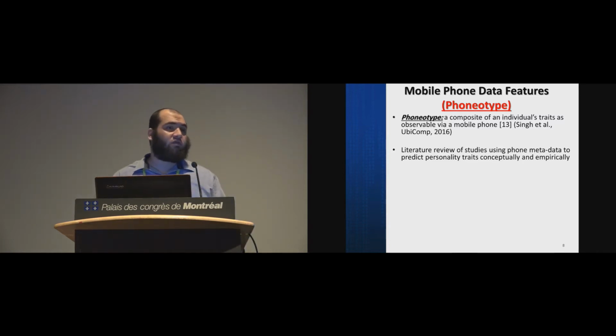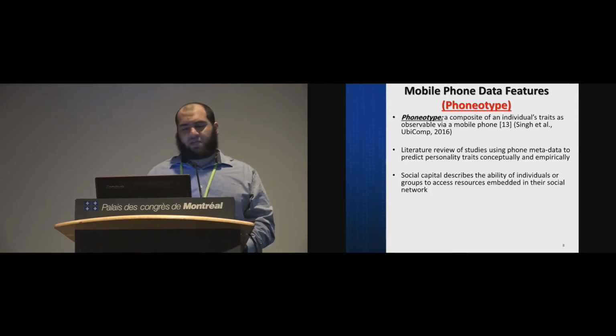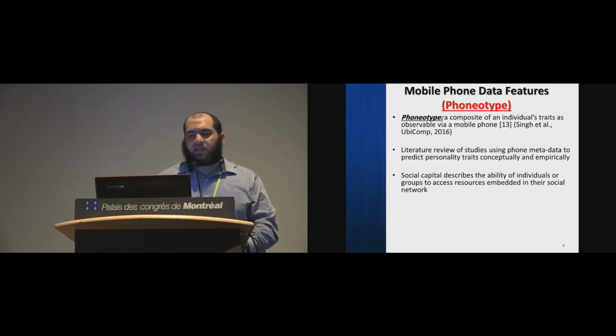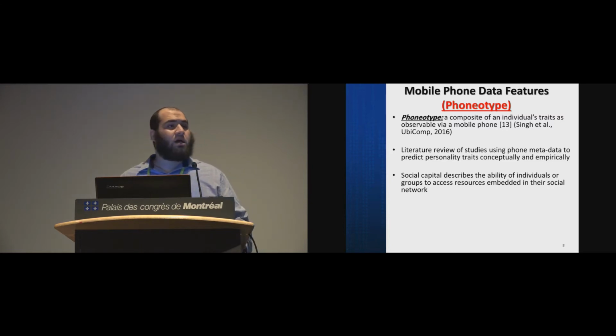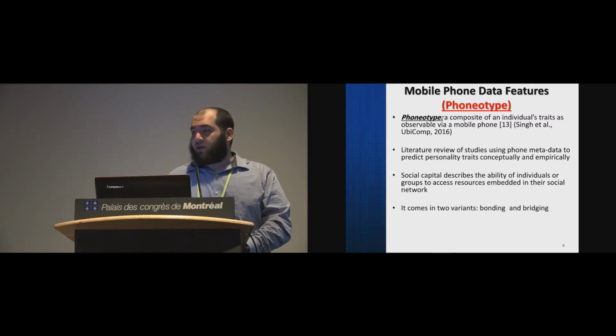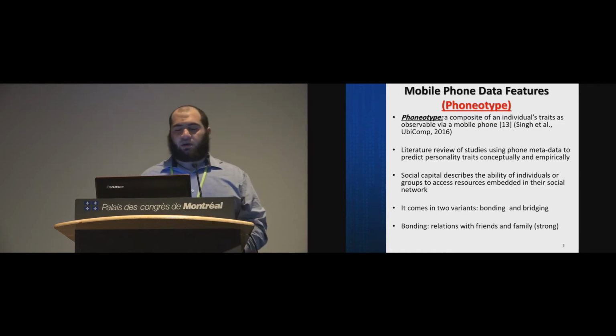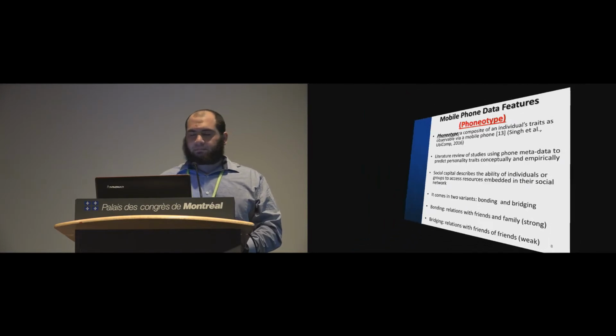Unfortunately, I don't have time to go over all the features we have created. However, you will see the details in the paper. But let me give you an example of how we derive some of them. We know that social capital describes the ability of individuals or groups to access resources embedded in their social network. Social capital comes in two types: bonding and bridging. Bonding refers to relations with friends and family, meaning strong ties, and bridging refers to relations with friends of friends, meaning weak ties.